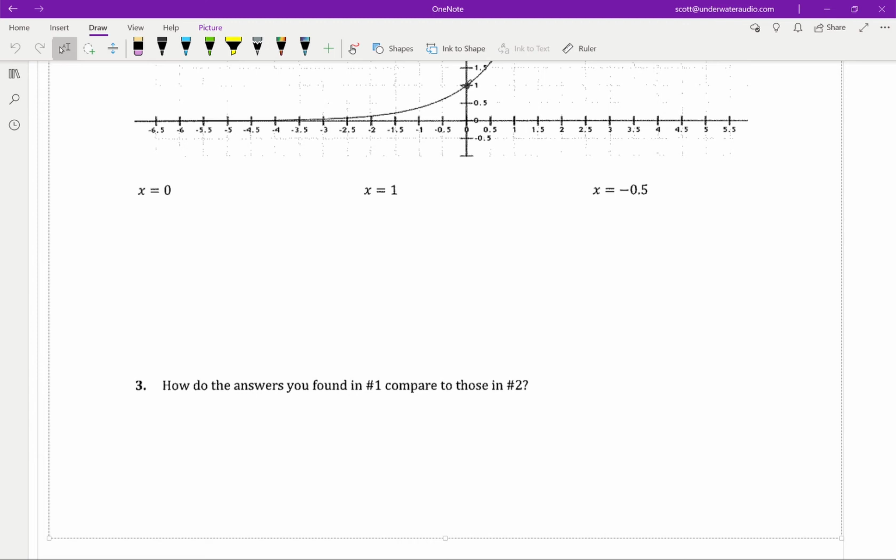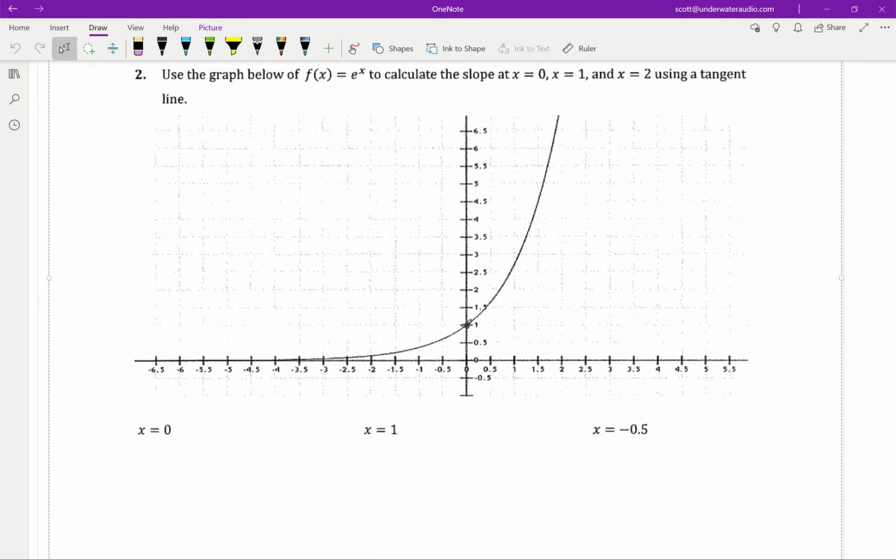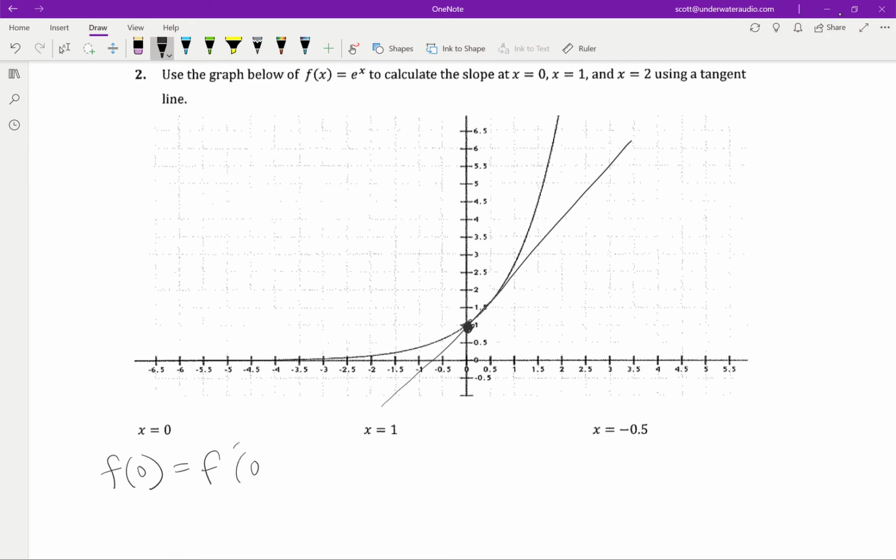Okay, using the work we just did in Desmos, what we discovered is that at x equals 0, this value right here, the y value is also equal to the slope of the tangent line, which we know the slope of the tangent line is the derivative. So that tells me that f of 0 is equal to f prime of 0. And I also found out that f of 1 is equal to f prime of 1.